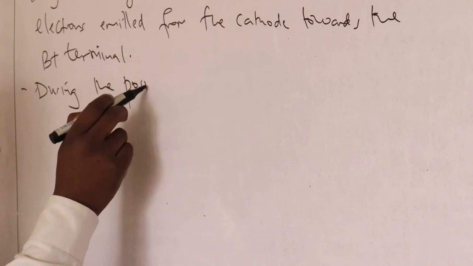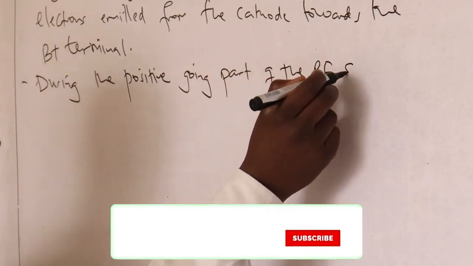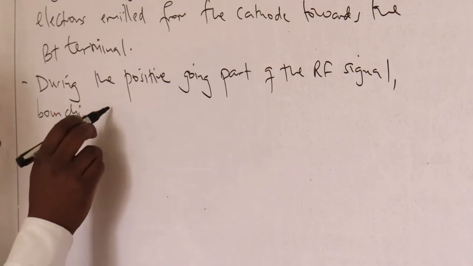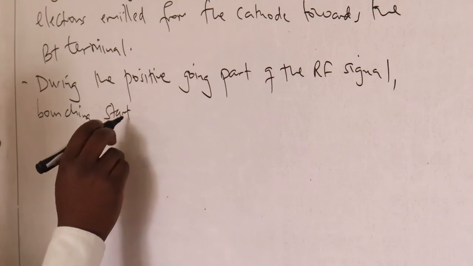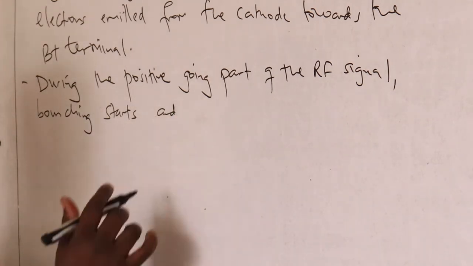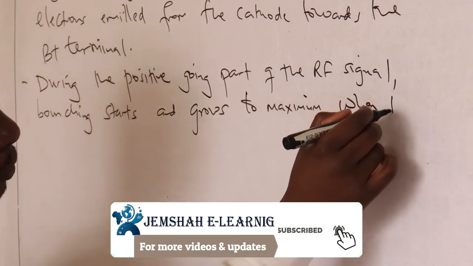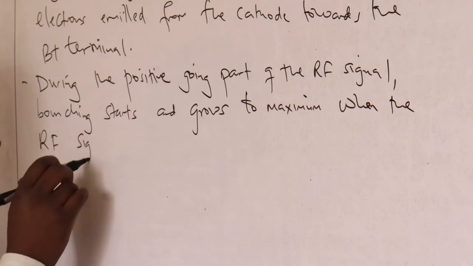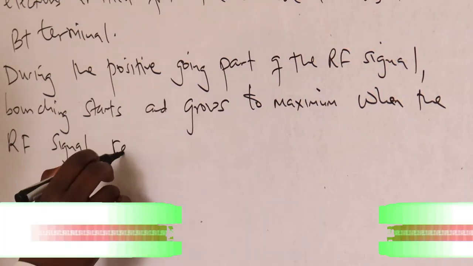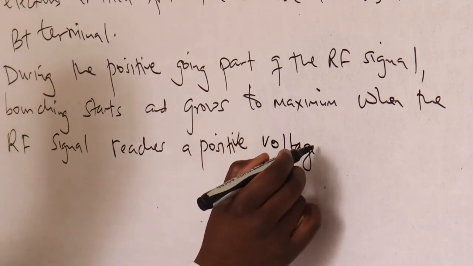During the positive going part of the RF signal, bunching starts and grows to maximum when the RF signal reaches a positive voltage.